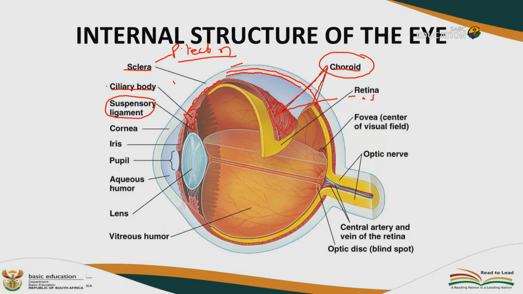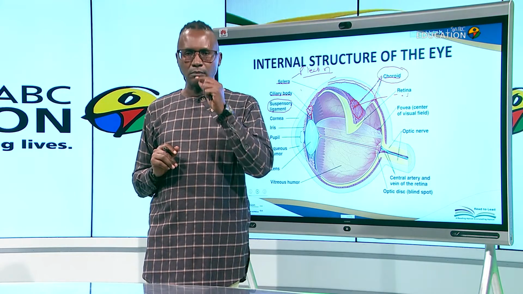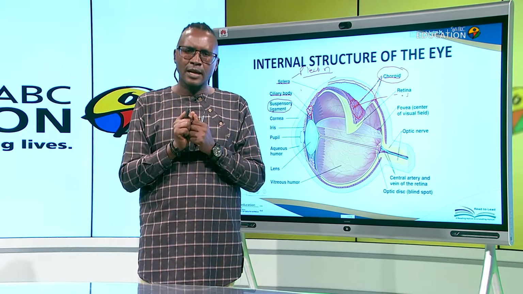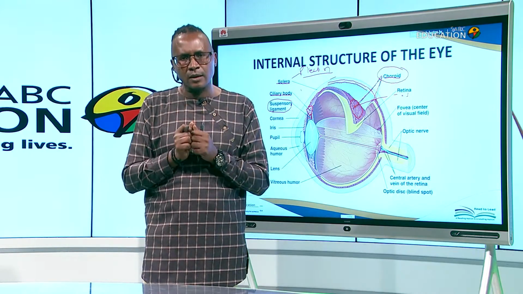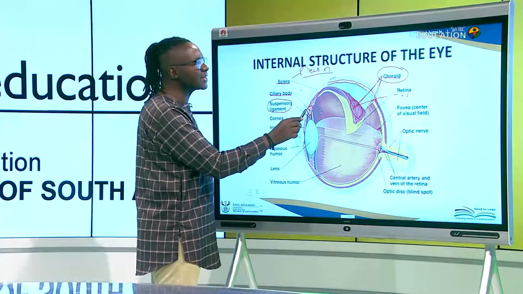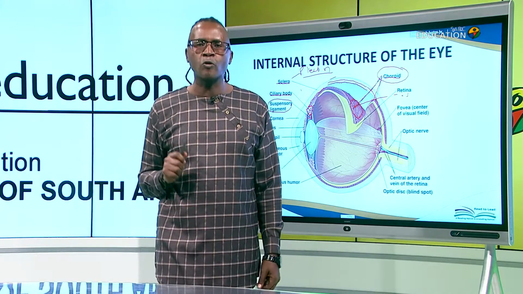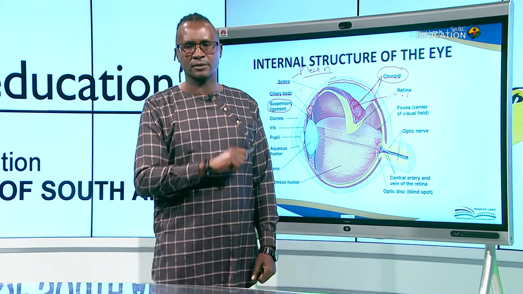So in essence, we are saying the choroid, as it starts from the back, once it comes in the front, we have the ciliary body attached to the choroid. Then we have the suspensory ligaments. Grade 12, remember, we said the eye protects us, and it must be able to allow light to come in. So therefore, the suspensory ligaments and the ciliary body need to play a vital role there because they are both made up of muscles.